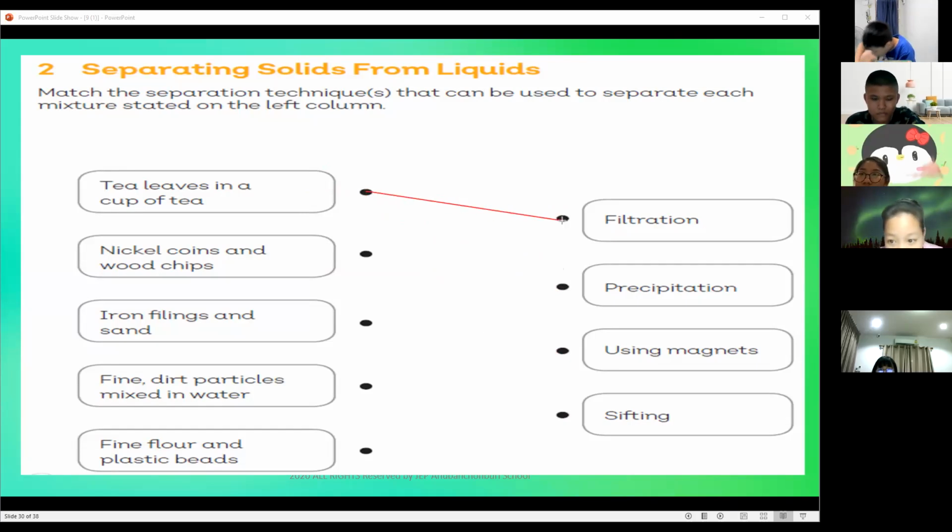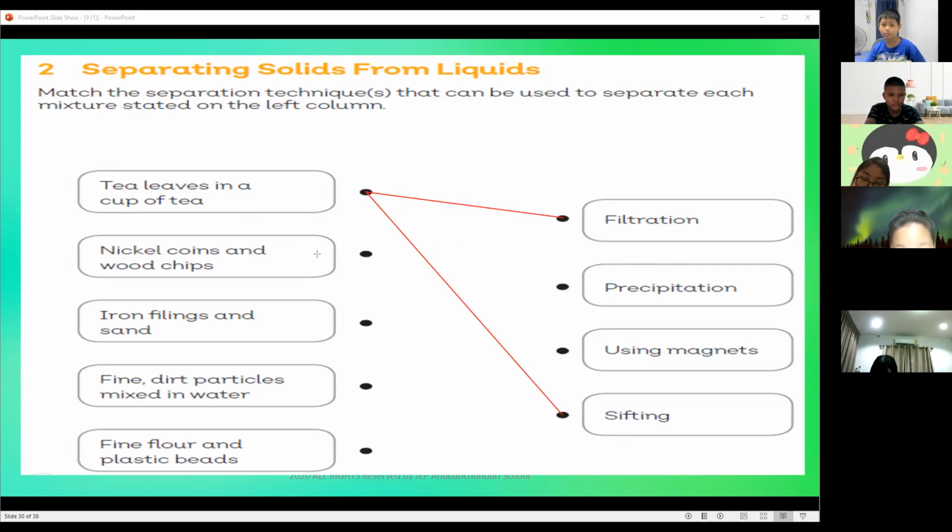What about Jirayu? Let's say this is leaves and water. How can we separate the leaves and the water? What's the answer, Jirayu? Filtration. Filtration, very good. Any other answer, Parinya? Do you have any other answer for this? No. We can also use sifting.